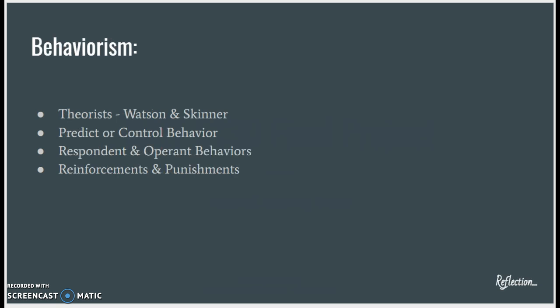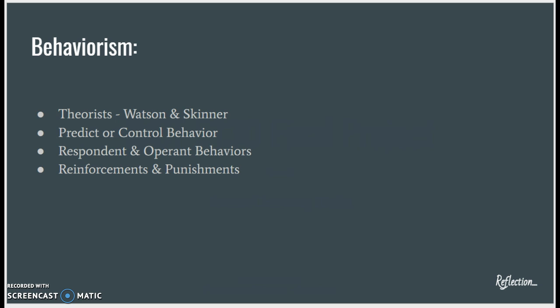Let's begin with the theory of behaviorism. Although there were many theorists that added value to this theory, the two main theorists were Watson and Skinner. The theory of behaviorism was used to predict or control behavior. The idea was to add or take away a stimuli, and by doing so, a prediction can be made on how an animal or a human would most likely respond.